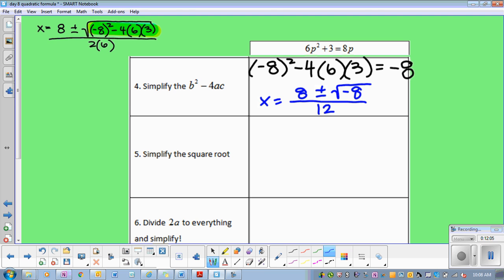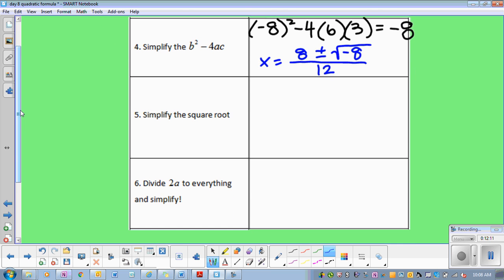Alright, it says simplify the square root. Okay, so just the square root. Let's simplify that. That means I'm looking at this guy right here. Square root of negative 8. Oh, there's a negative inside. What comes out? I. So is I root 8. Is 8 a prime number? No. So how do we break down 8? Is what times what? Okay. So I can't break down the 2, but I can break down the what? 4. 4, it breaks down into 2 times 2.